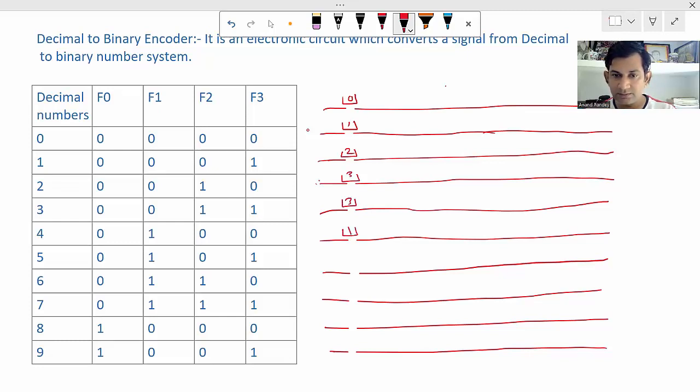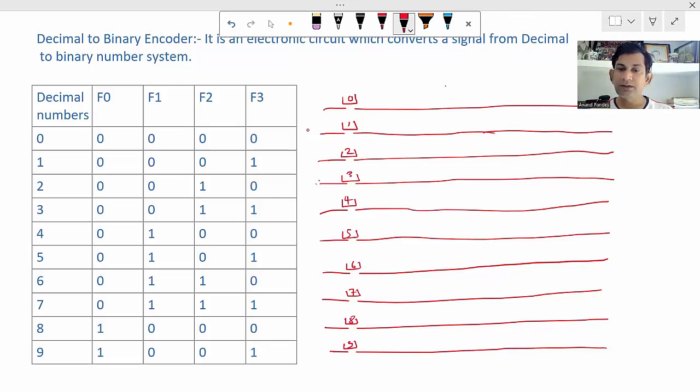This is, sorry, 4. Then 5. Then 6. Then 7, 8, and 9. 0 to 9. So the lines are like this. Okay. 0, 1, 2, 3, 4, 5, 6, 7, 8, 9. These are input lines.